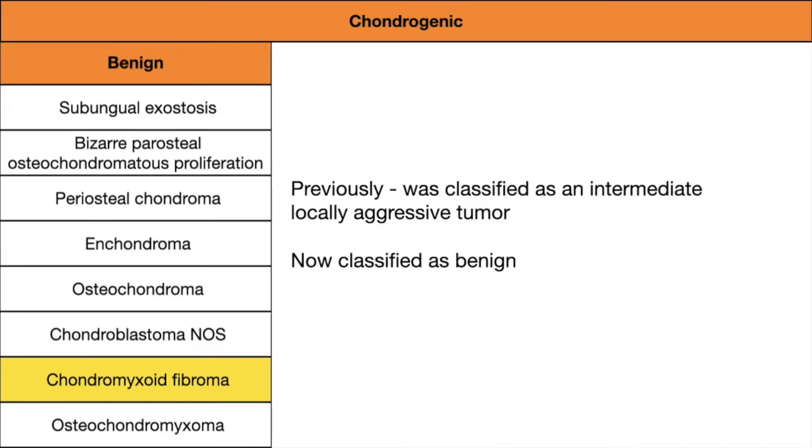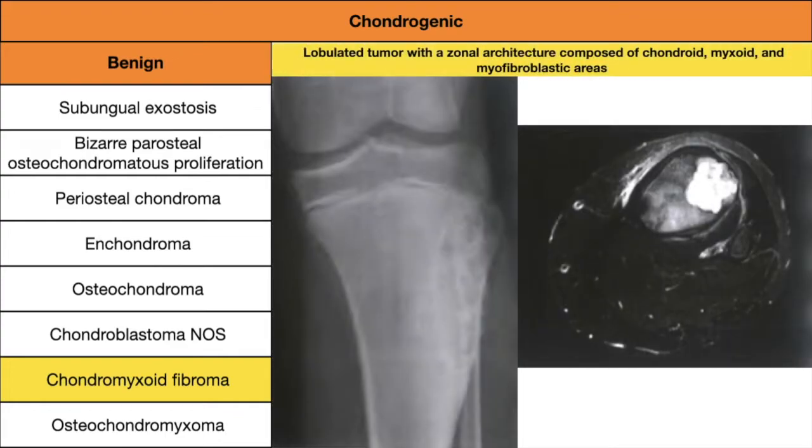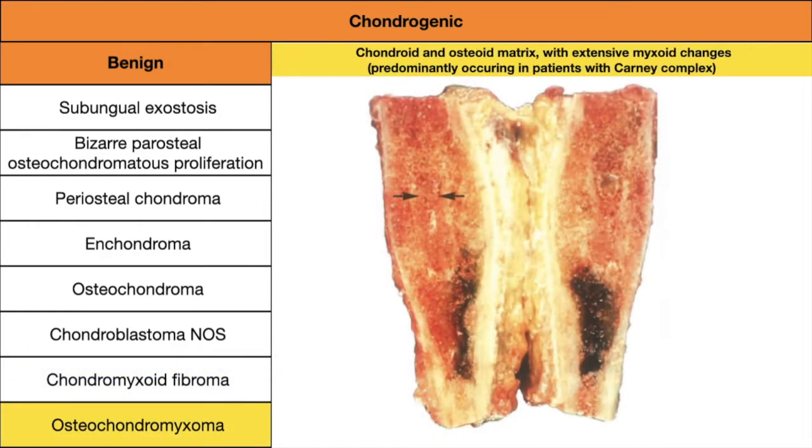Then we have chondromyxoid fibroma. Again, previously they were intermediate category. Now they have classified it as benign. They are lobulated tumors with zonal architecture. They are composed of chondroid, chondromyxoid and myofibroblastic areas. Then we have osteochondromyxoma. They are chondroid and osteoid matrix with extensive myxoid changes.